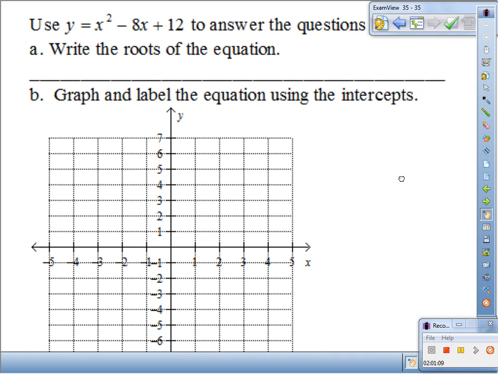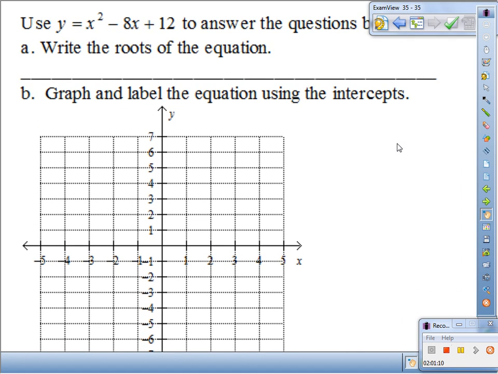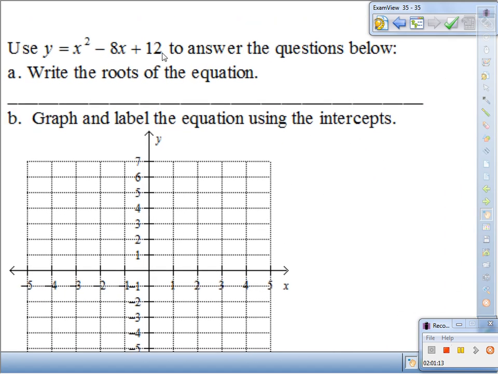All right, 35. It says, use the equation, y equals x squared minus 8x plus 12 to answer the question below. What's the question? Write the roots of the equation. Tell your neighbor what that means. Okay, let me repeat that again. Write the roots of the equation. What does that mean?